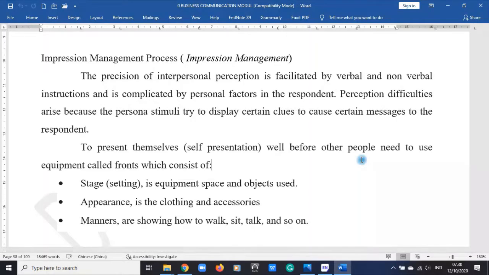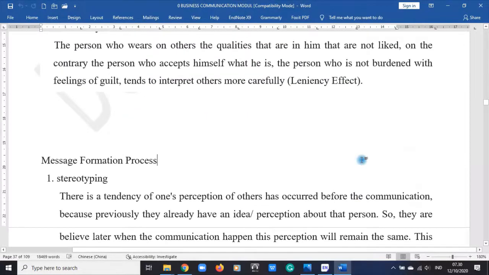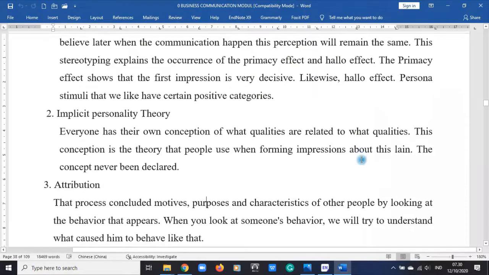Good morning. Welcome back, students, to our class Business Communication. Today we are going to continue our journey in interpersonal communication. Like last meeting, we already learned about the message formation process. We learned about stereotype, implicit personality theory, and also attribution.